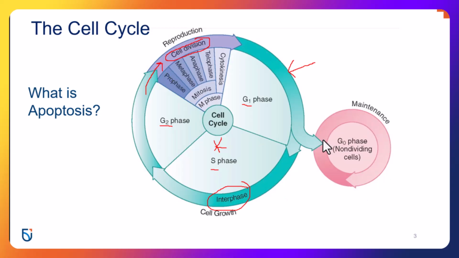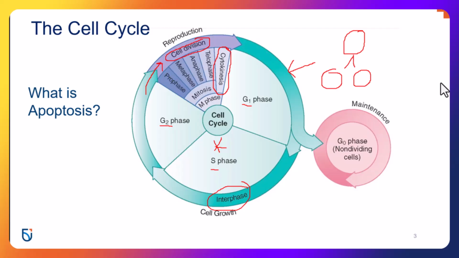And when I say reproduction, I mean taking one cell and making two identical cells. So when the cell enters this cell division phase, it's going to go through mitosis, involving prophase, metaphase, anaphase, and telophase. And then the final component is cytokinesis, which is the final division of the cytoplasm, which will form two separate cells. Now that's true of cells that are dividing cells.